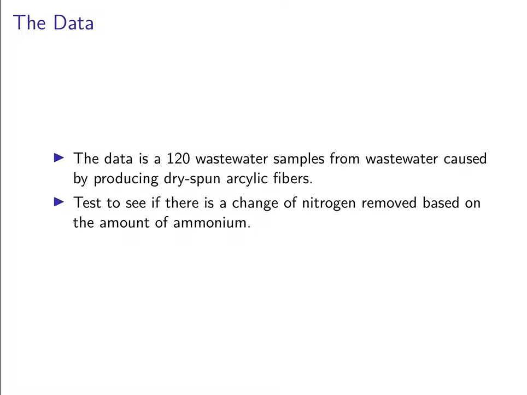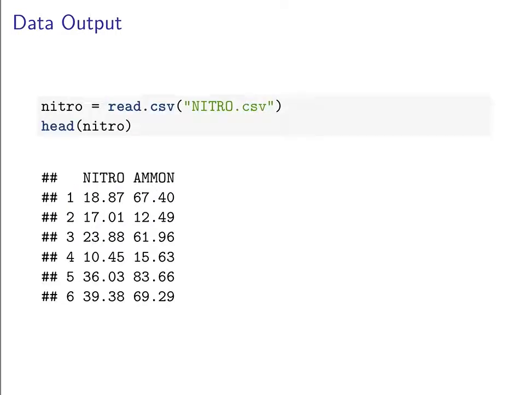So the data is coming from the textbook, and the data is a sample of 120 wastewater samples from a wastewater source producing dry spun arsenic fibers. This is a highly toxic wastewater with lots of excess nitrogen, and we are testing to see if there's a change of nitrogen removed based on the amount of ammonium added. And so this is part of the data from the file.